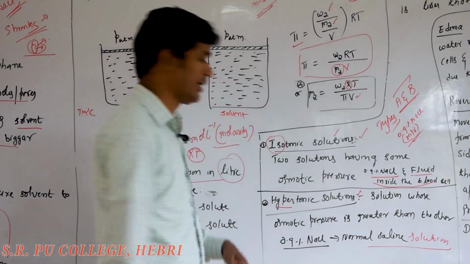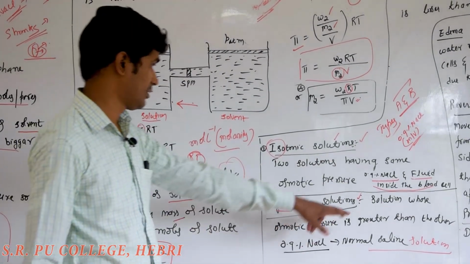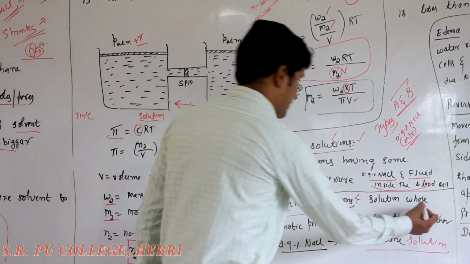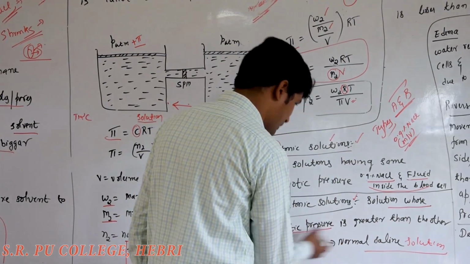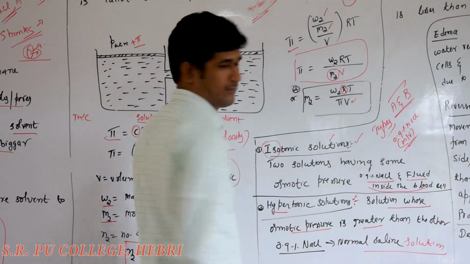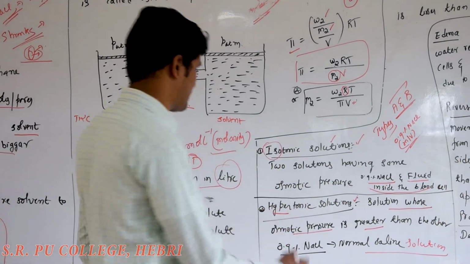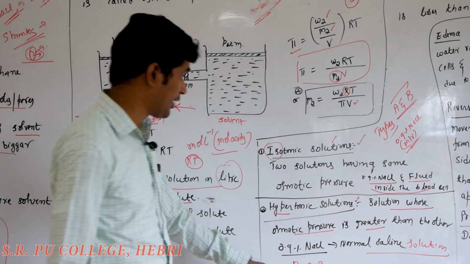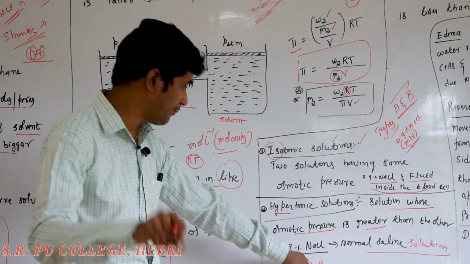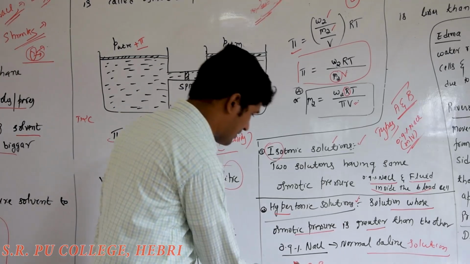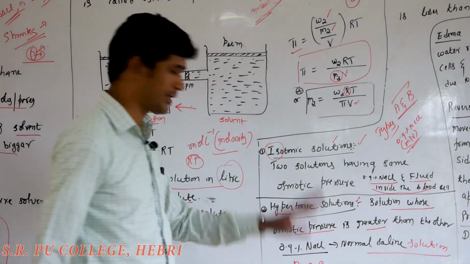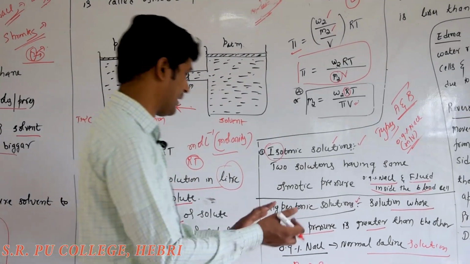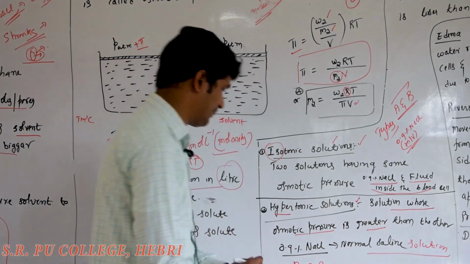The second type, hypertonic solution. Hyper means more. Here, the solution whose osmotic pressure is greater than the other. Again, you take two solutions A and B. If A's osmotic pressure is greater than that of B, then A is hypertonic with respect to B.